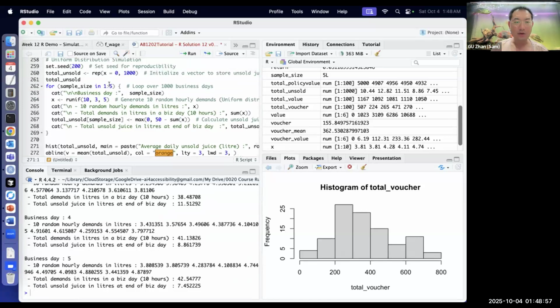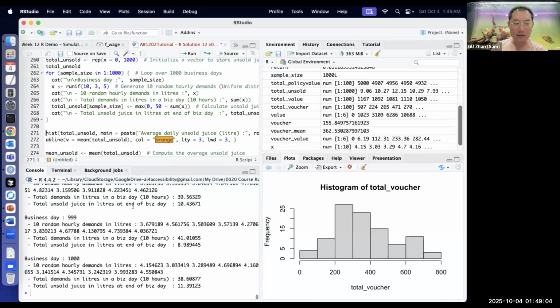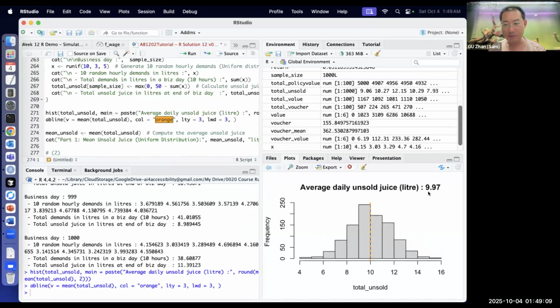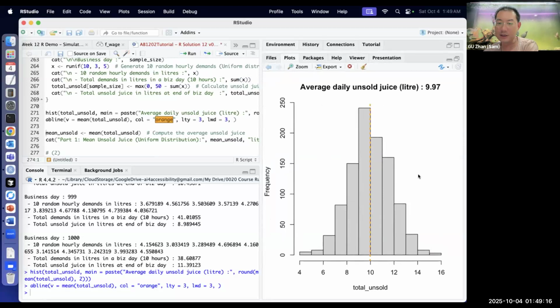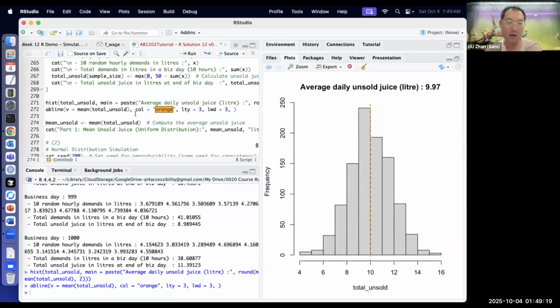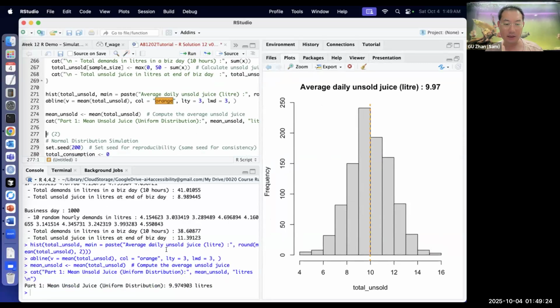Okay, so now scale up to 1,000. Now we have to set seed again. Run the set seed again. So this is 1,000. Then you do a histogram. You draw a histogram. So average daily unsold juice is 9.97, about 10. So that's the one. The mean value of unsold is this value, then displayed is 9.974903 liters. If you are asked to round to 4 decimal points, then you retain 4 decimal places.